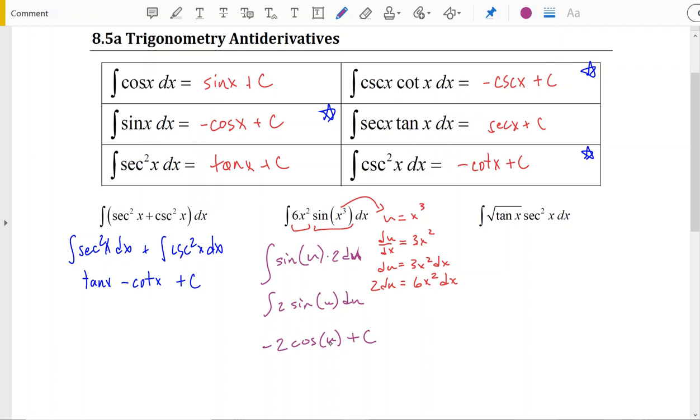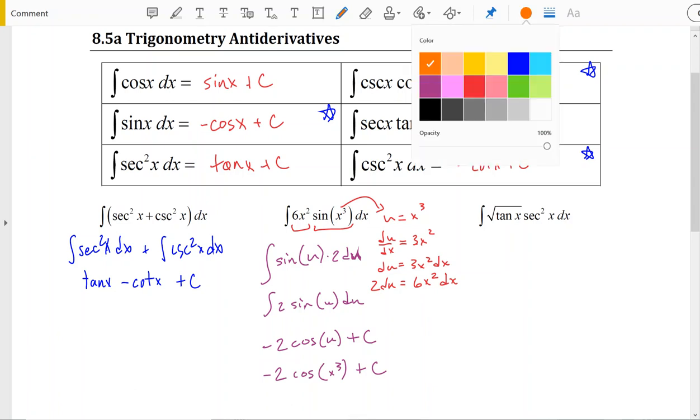I started with x's. I now have u's, so I don't want to leave this as a u, so I'll substitute back in: negative 2 cosine x cubed plus c. All right, our third problem.